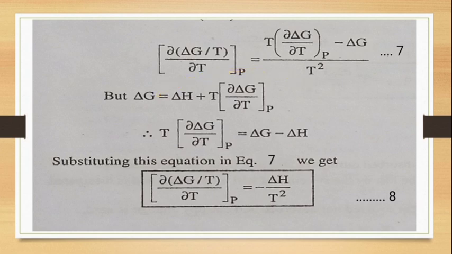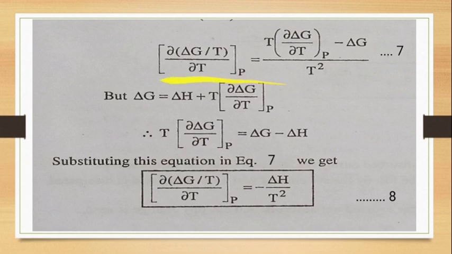So T ∂ΔG/∂T at a constant pressure is equal to ΔG minus ΔH. And substituting this in equation number 7, we get ∂(ΔG/T)/∂T at a constant pressure, which is equal to minus ΔH upon T squared. This is our equation number 8, and this equation is again known as the Gibbs-Helmholtz equation.